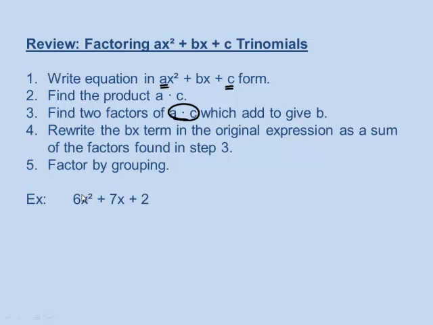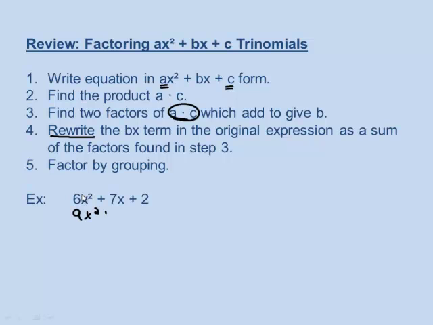The next step is different as well. Once you find the factors of a times c, which add to give you b, you're then going to rewrite the bx term in the original expression as a sum of the factors you found in step 3. Okay, so you don't just plug the numbers into your answer like we did before. You actually put them into the original trinomial and make a polynomial that is now 4 terms. When you do that, and if you do that correctly, you then should be able to factor that trinomial by grouping. All right, so let's look at this problem.